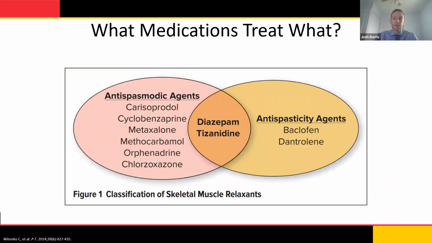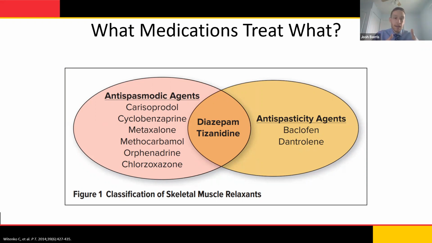So what medications do we use for skeletal muscle relaxation, and which ones actually treat what we are trying to treat? There are two categories of skeletal muscle relaxants. You have our antispasmodic agents and you have our antispasticity agents. So thinking back to the pathophysiology, whether we're treating spasticity or muscle spasms, we need to use the correct medication in order to treat the condition that our patient is experiencing.